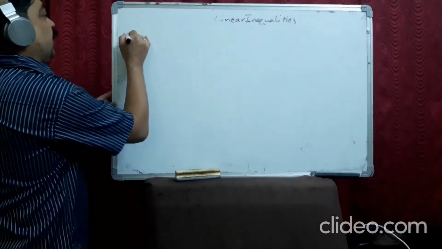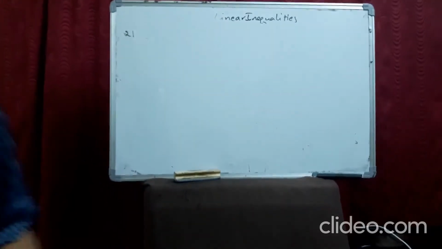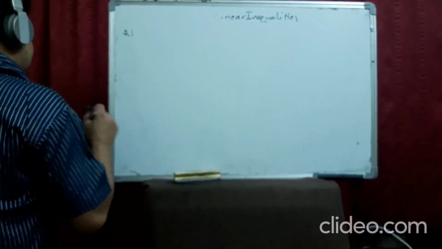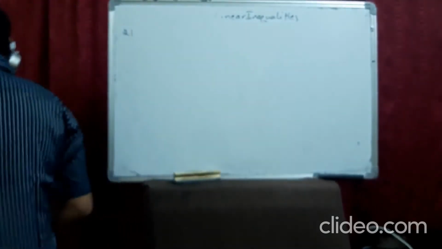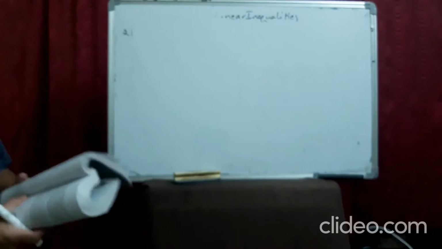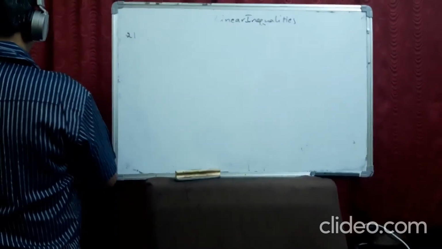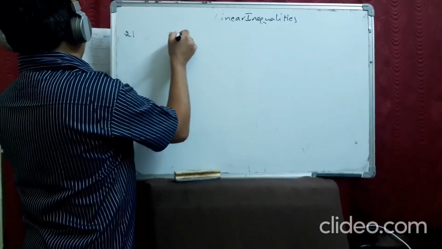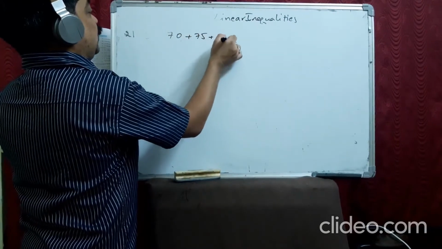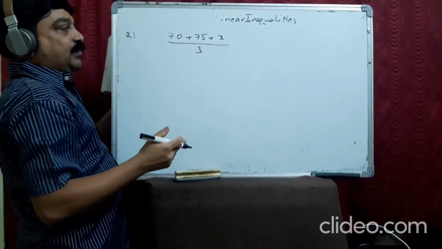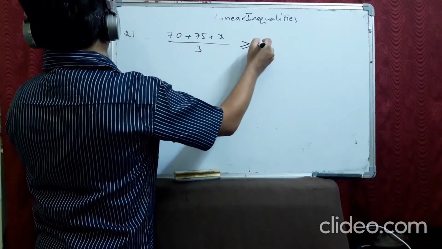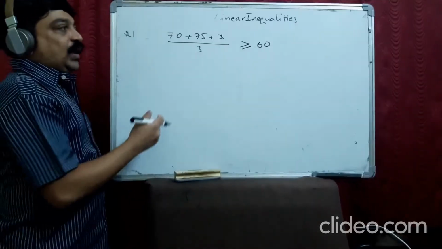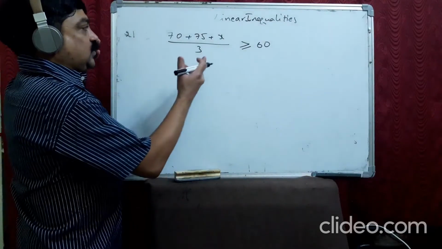Now look at question number 21. Just a minute. Okay, now if you look at the 21st question, Ravi obtained 70 marks and 75 in the first two unit tests. Find the minimum number of marks he should get in the third test to have an average of at least 60. See, one is 70, the other one is 75, the third one we don't know, x. Average is nothing but the sum of the marks by the total number of tests. Average at least means minimum, it should be 60. So at least means minimum, more than or equal to 60. That's a common normal concept.